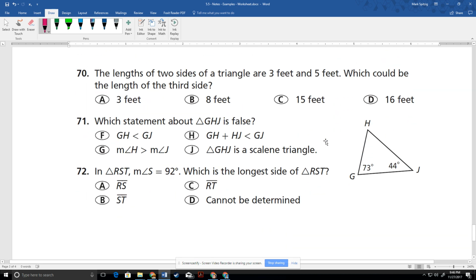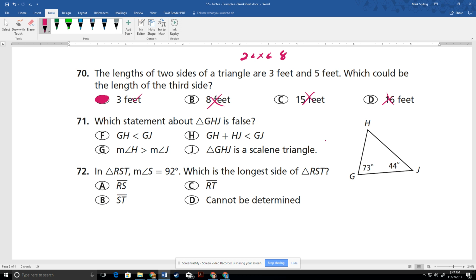Killing it. Okay. Lengths of two sides of a triangle are 3 feet and 8 feet, which could be the length? So then we're going to do the same thing. We're going to add them to get 8. We're going to subtract them to get 2. So we know that our side has to be between those two, right? So could it be 3? Yes. Could it be 8? No. Could it be 15? No. Could it be 16? No. So the only one it could be is that one. And it couldn't be 8 again because it's less than, not less than or equal to.